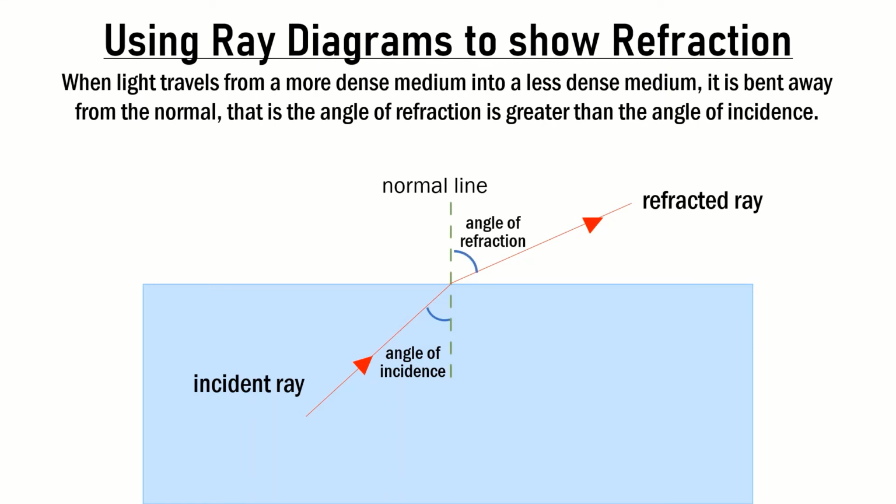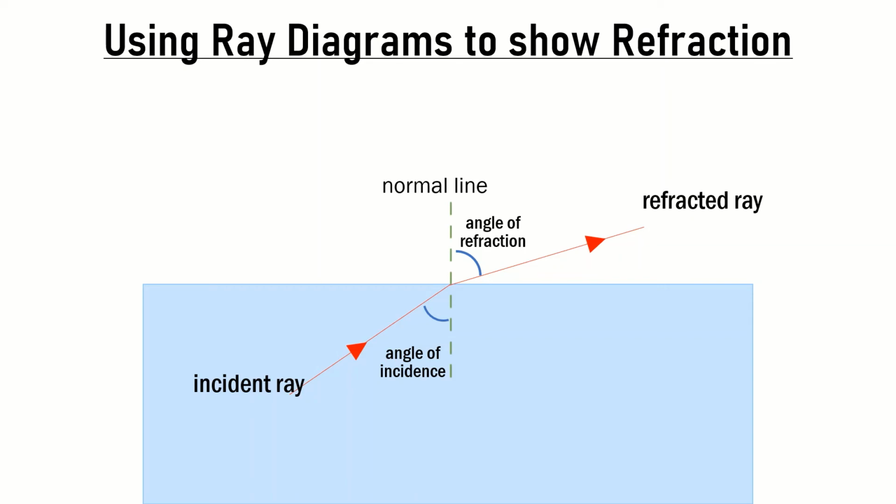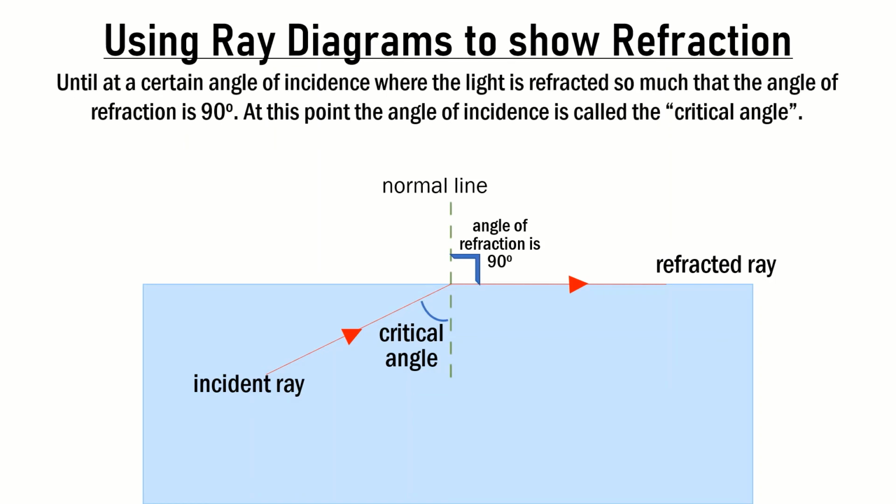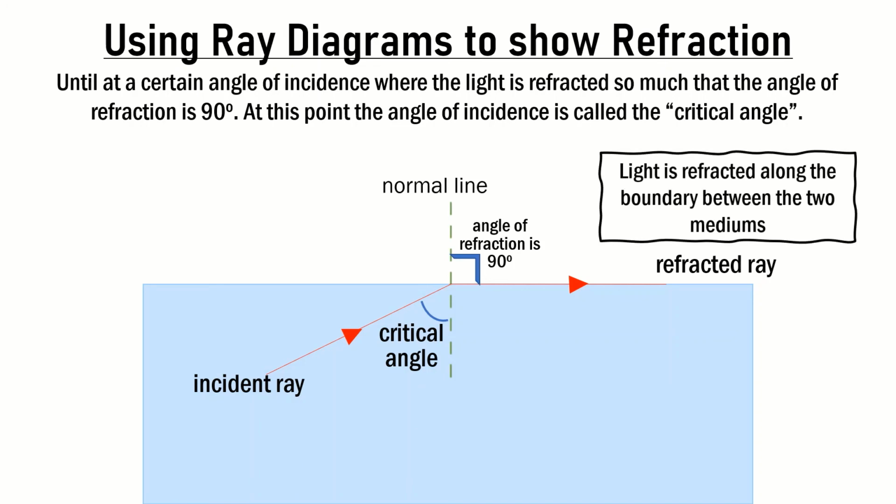As we increase the angle of incidence, the angle of refraction is going to increase. So we see here now we've increased the angle of incidence, the angle of refraction has increased. If we keep doing this, we reach a point where the angle of refraction becomes 90. When our angle of incidence has increased so much that the angle of refraction is 90 degrees, then we call the angle of incidence the critical angle. And beyond that point, refraction no longer occurs, which we're going to see in the next diagram. So light is refracted along the boundary between the mediums when there is a critical incident angle.